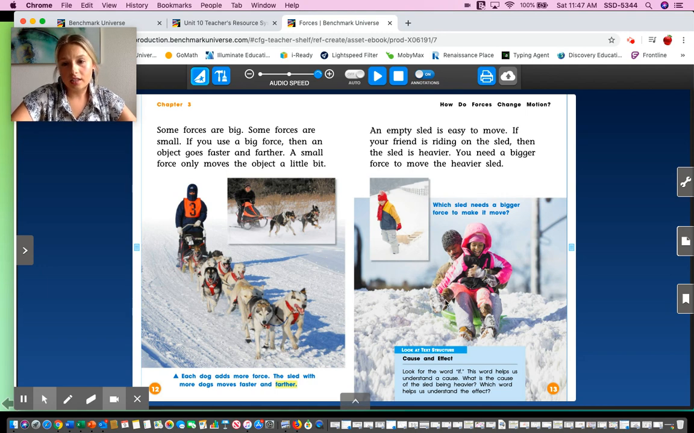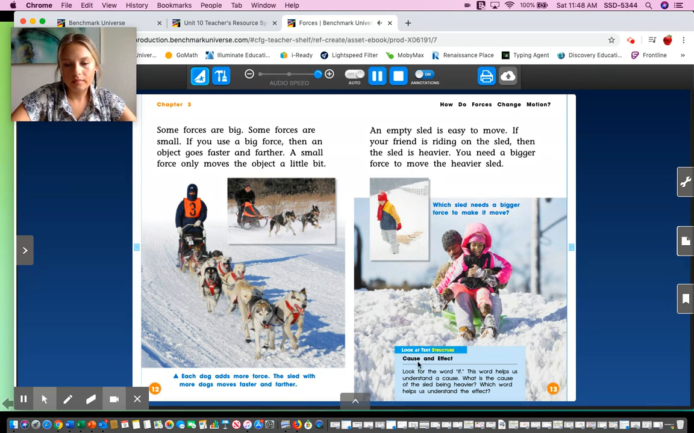Let's take a look at this illustration here. I see a dad and a daughter, and they're on a sled here. And then here I see a boy pulling his sled. Which sled needs a bigger force to make it move? So, which one do you think is harder to move, the empty sled or the sled with 2 people on it? I think the sled with 2 people is probably heavier, so they need a big push. This one here, it doesn't even need a push because no one's on it.